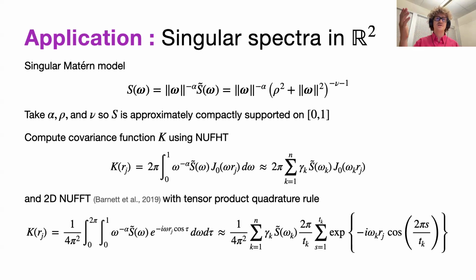The first way is we'll use the non-uniform fast Hankel transform we've just developed to compute this one-dimensional integral. And the second is we will just compute the two-dimensional Fourier integral outright. So we'll use a two-dimensional tensor product quadrature rule on the unit disk, and then we can use the 2D NUFFT to evaluate this. This has the advantage that it's a simpler transform. It's just the Fourier transform instead of the Hankel transform. But of course, it's a two-dimensional integral rather than a one-dimensional integral, so you do have that curse of dimensionality.